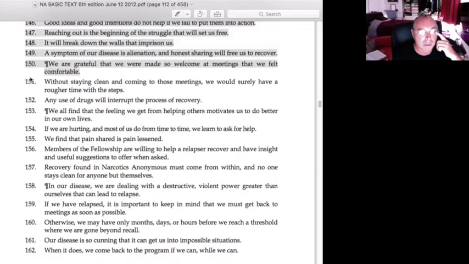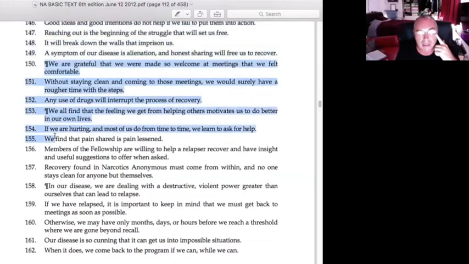Can we get someone to read from 150 to the end of 152, the next paragraph? Look, I'll read it. We're grateful that we were made so welcome at meetings that we felt comfortable. I don't know, is that true? Let us know. Without staying clean and coming to those meetings, we would surely have a rougher time with the steps. Any use of drugs will interrupt this process.